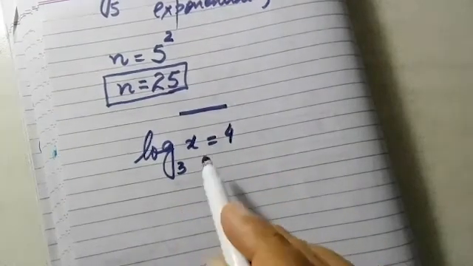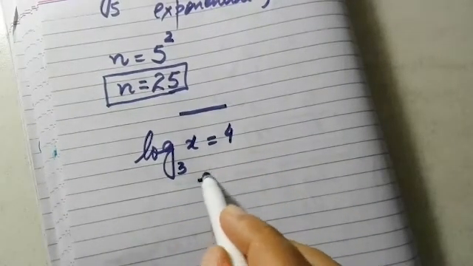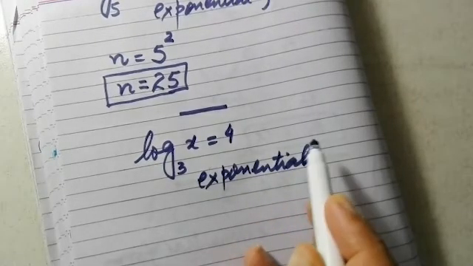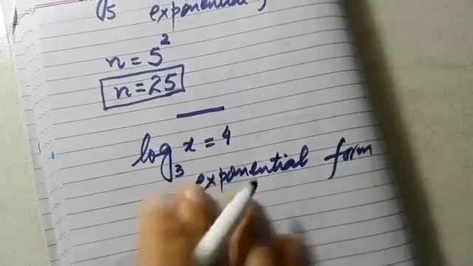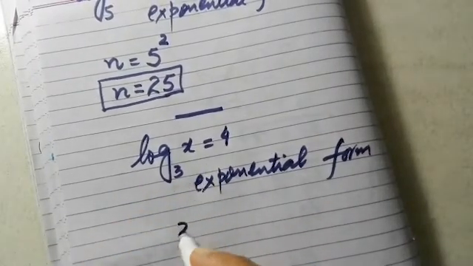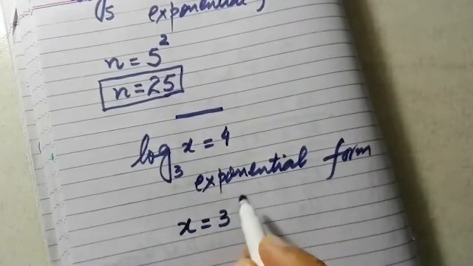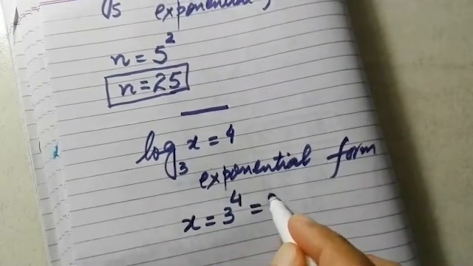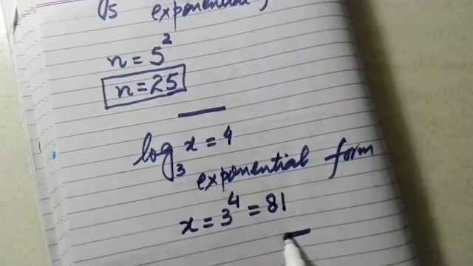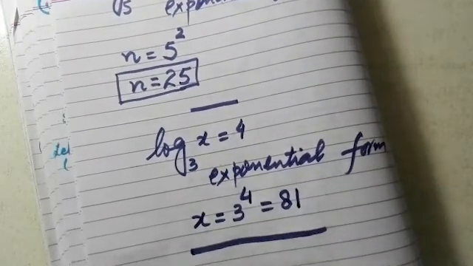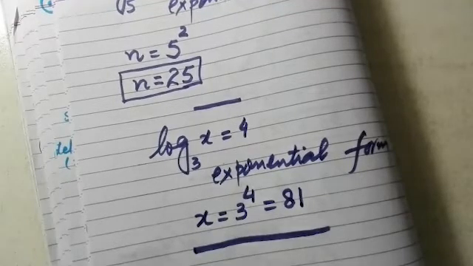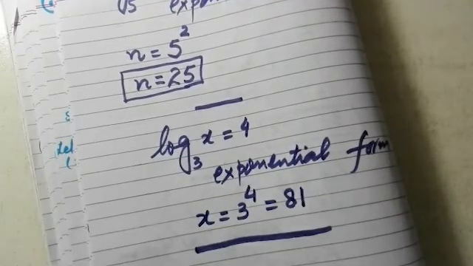I will write another example. Let's see if we have log x with base 3 equals 4. So in this part, when we change into exponential form, what will happen? x will stay as it is, 3 will become the base on the other side, and 4 will become its exponent. So it will become 3 raised to power 4, which is 81, and it completes the question.